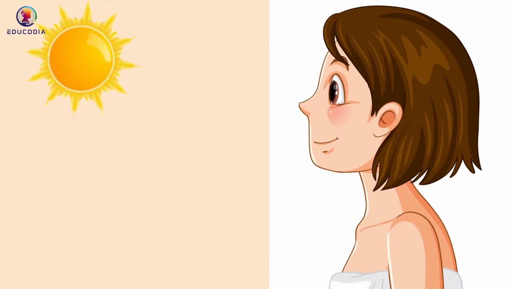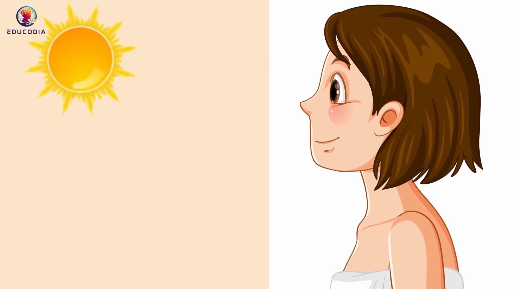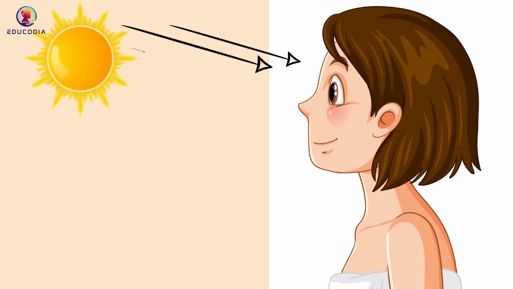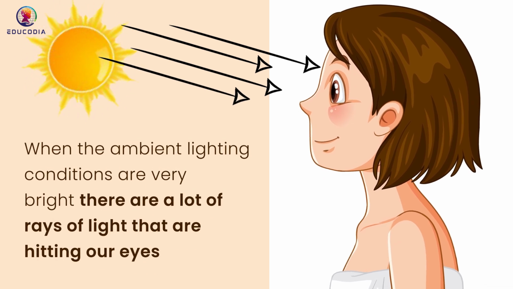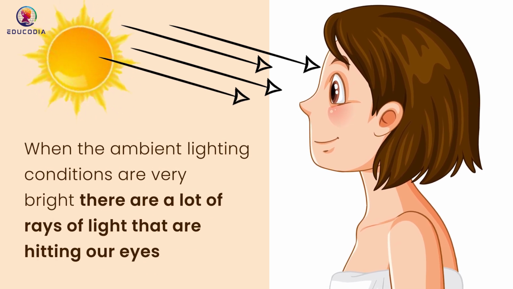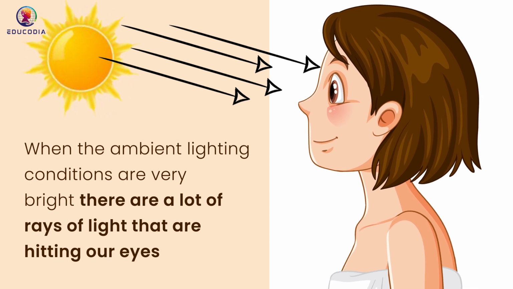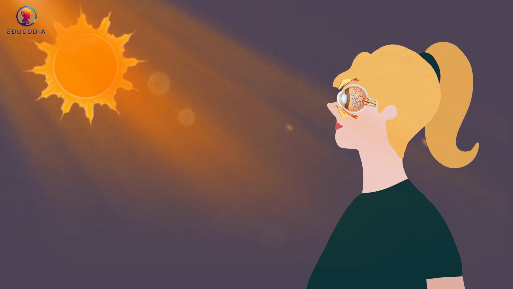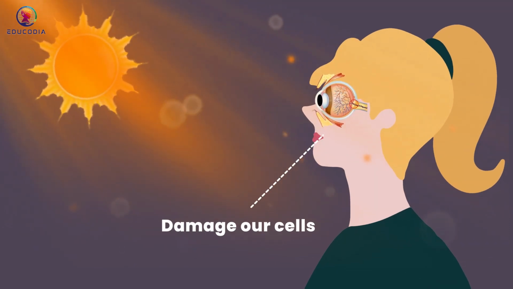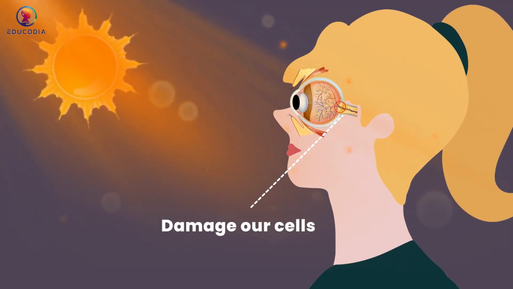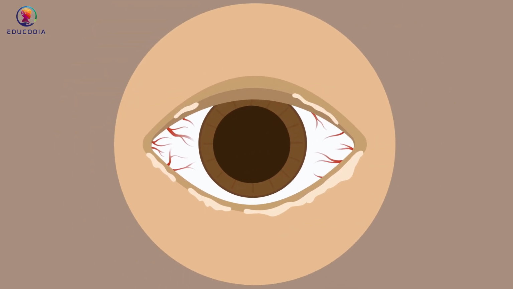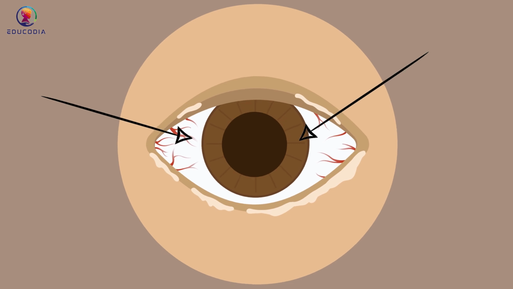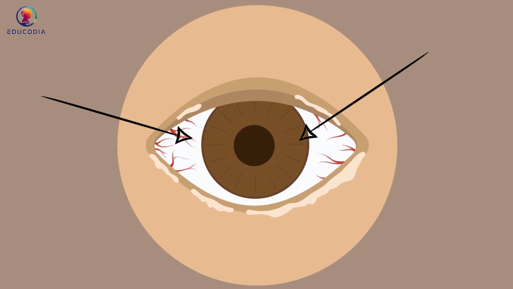Now our iris has a very important job. Its job is to control the size of this pupil, the hole. That's because during the daytime, or when the ambient lighting conditions are very bright, there are a lot of rays of light hitting our eyes. We would not want too many rays of light entering our eyes, because that might damage our cells. So in such a case, our iris will make its hole smaller. The pupil becomes constricted so that it only allows the required amount of light to enter our eyes.